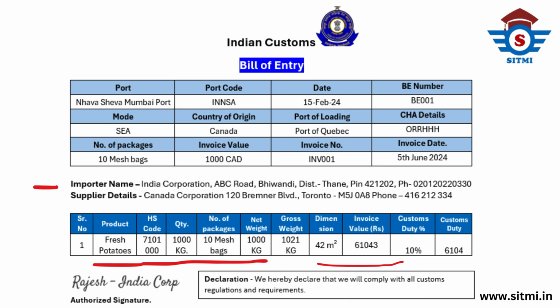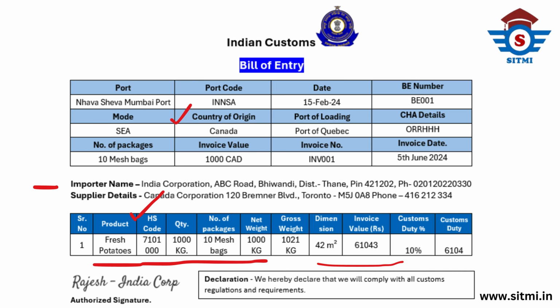The next point is value declaration. The bill of entry includes the declared value of the imported goods, which is used to assess customs duties, taxes, and other charges. The declared value should accurately reflect the transaction value of the goods, including any additional costs such as freight and insurance. The next, fourth point is country of origin. It specifies the country of origin of the imported goods. This information is crucial for determining eligibility for preferential tariff treatment under trade agreements and for enforcing trade regulations.